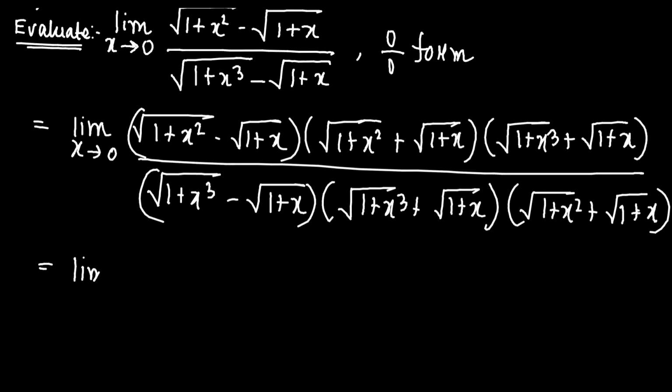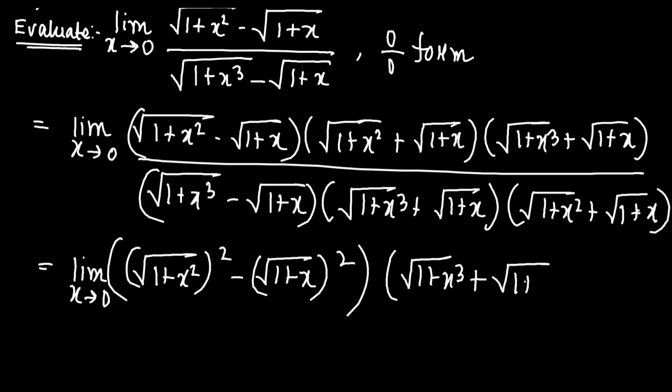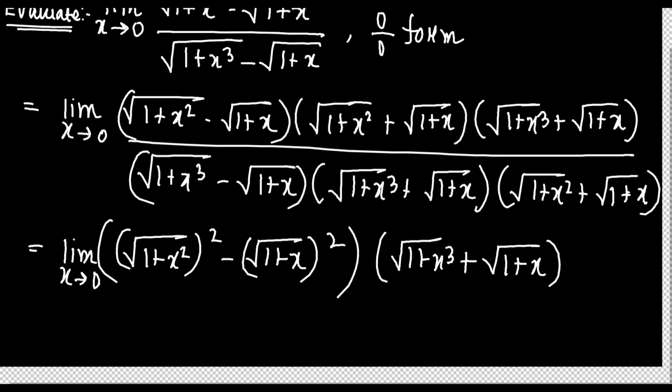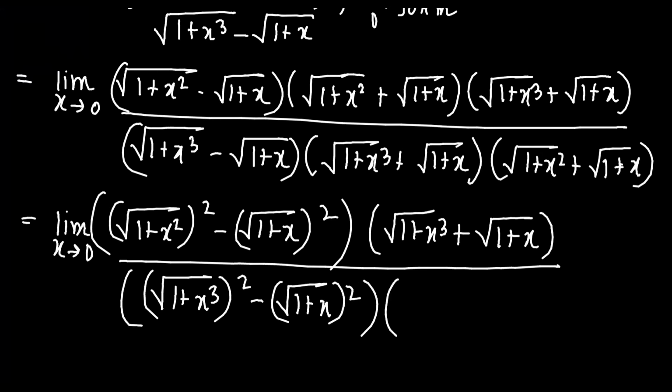Now it will be limit x tends to 0. This will be what? 1 plus x square whole square minus 1 plus x whole square into root over 1 plus x cube plus root over 1 plus x, and in the denominator we have 1 plus x cube whole square minus root over 1 plus x whole square into root over 1 plus x square plus root over 1 plus x.